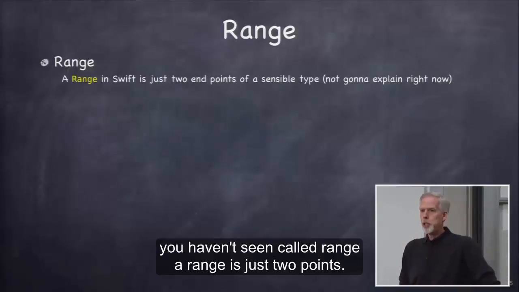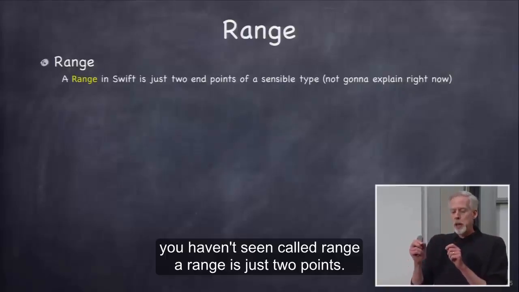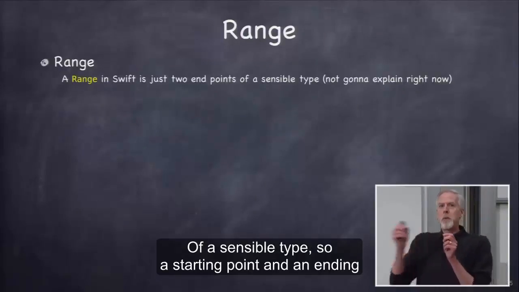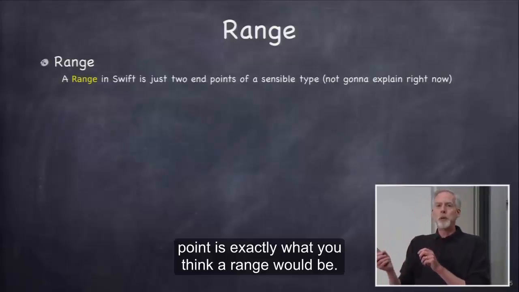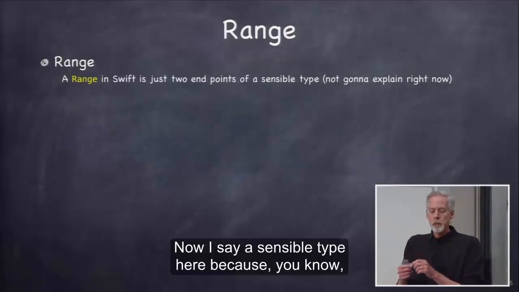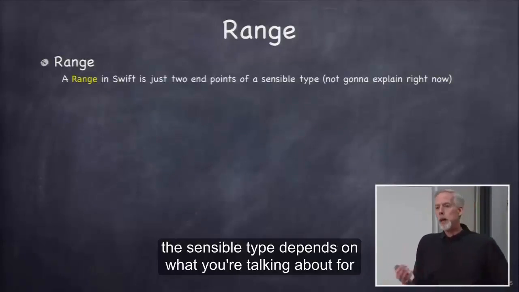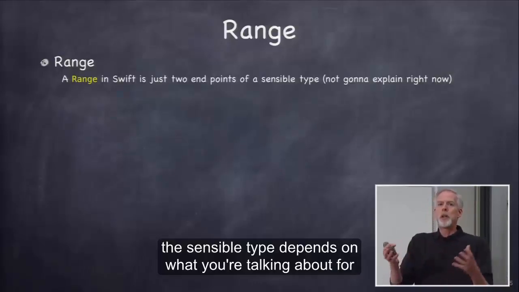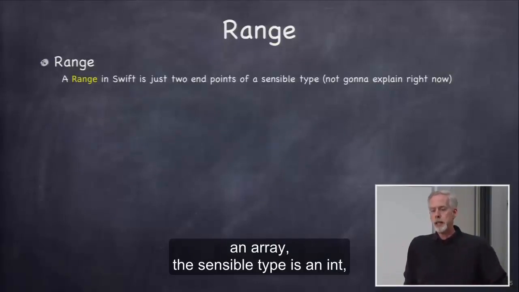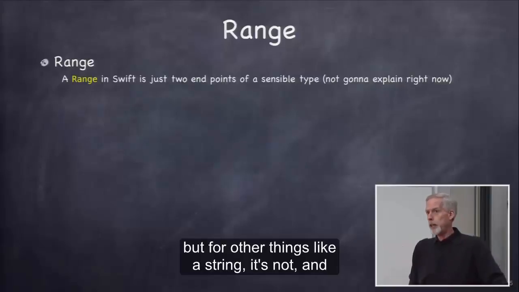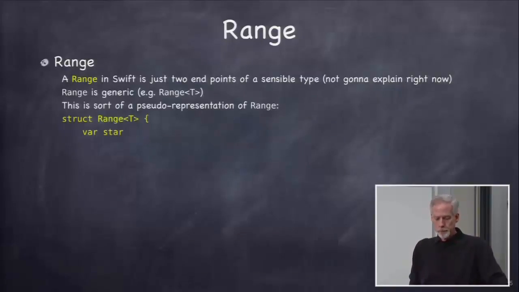All right, I'm going to teach you about a new struct that you haven't seen called range. A range is just two points of a sensible type, so a starting point and an ending point. It's exactly what you would think a range would be. Now I say sensible type because it depends on what you're talking about. For an array, the sensible type is an int, but for other things like a string, it's not. And we're going to talk about that in a minute.